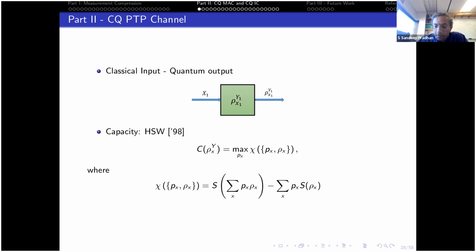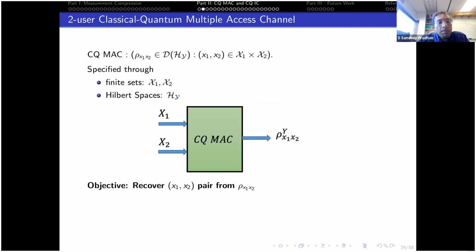Then came the multiple access situation. Here we have two inputs, and there is going to be interference among the inputs. Again, when you're sending bits on an optic fiber, what is sent in multiple channels can interfere with each other, and you get some joint state at the output of the optic fiber, and you want to decode the information that was sent.